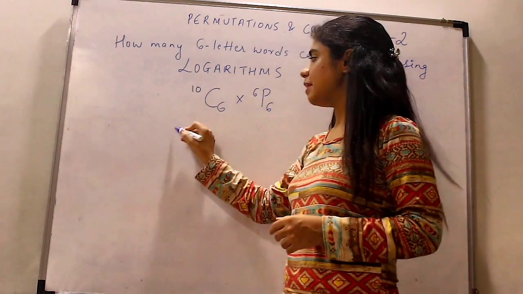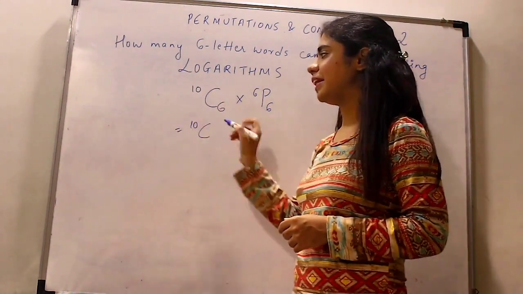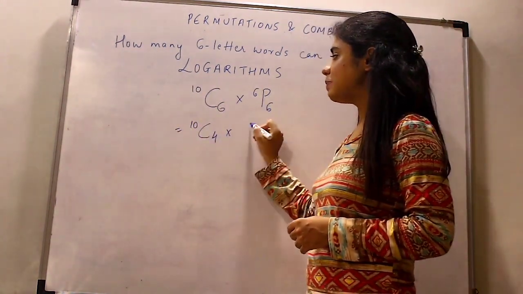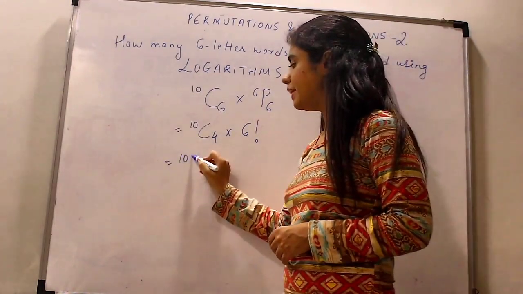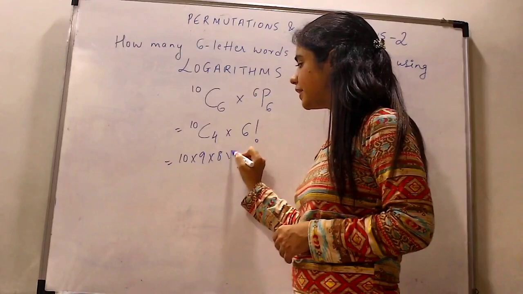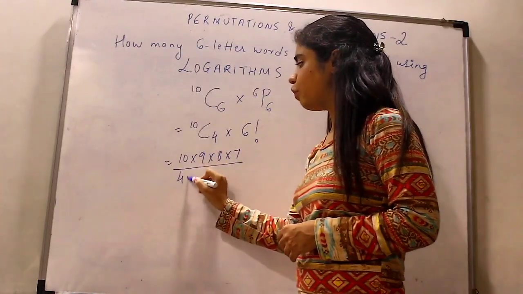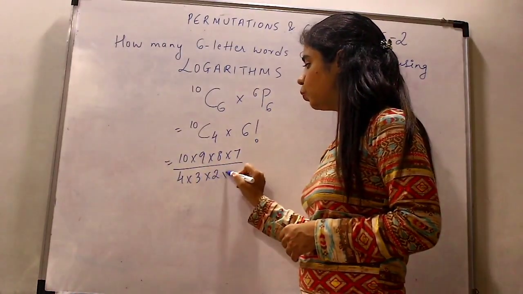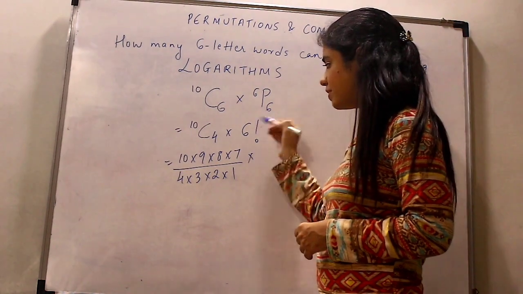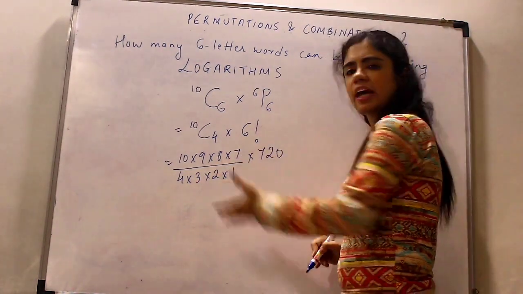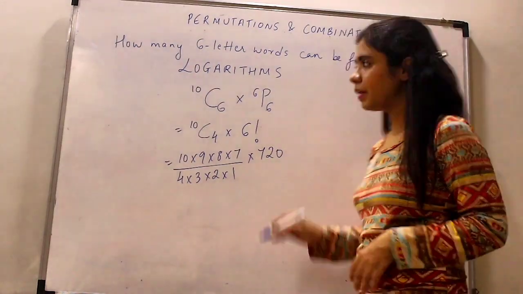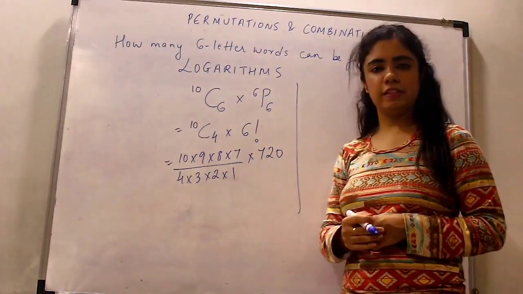10C6 is the same as 10C(10 minus 6), which is 10C4, and 6P6 is 6 factorial. Correct? So this will be 10 into 9 into 8 into 7 upon 4, 3, 2, 1. And you have 6 factorial, which is 720. So you can calculate this value and get your answer. There is one more way of solving this.